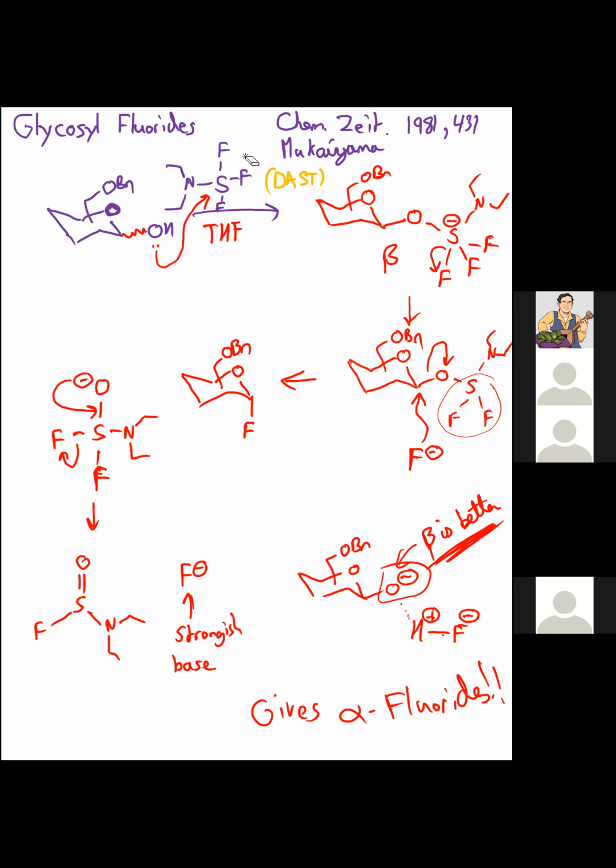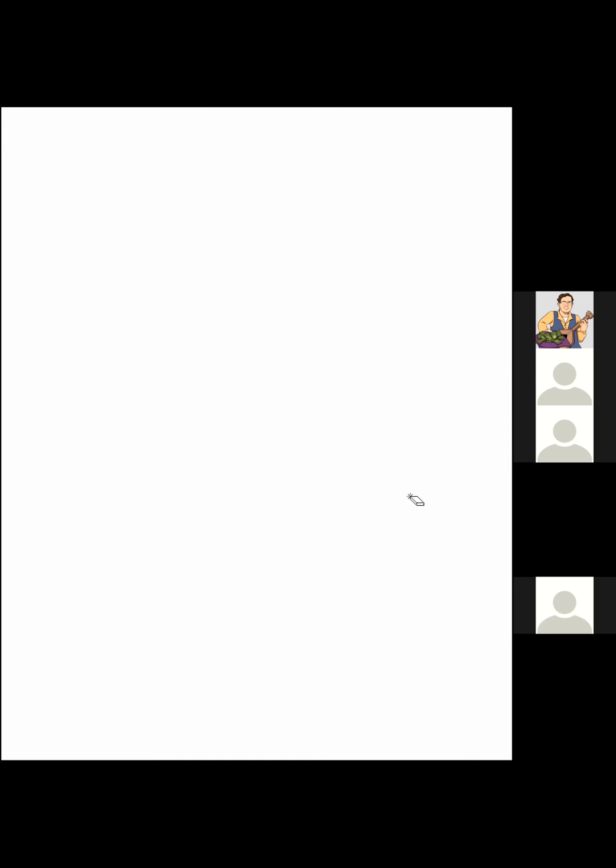So, we can make them this way. We can make them from the hemiacetal. Another way we can make the anomeric fluorides is from glycals. And what the hell is a glycal? I just love some of this chemistry we're going to do right now, because we're going to actually use glycals themselves as well.